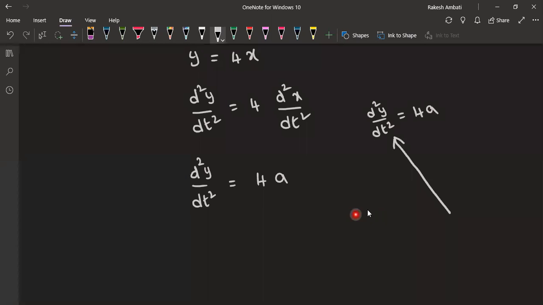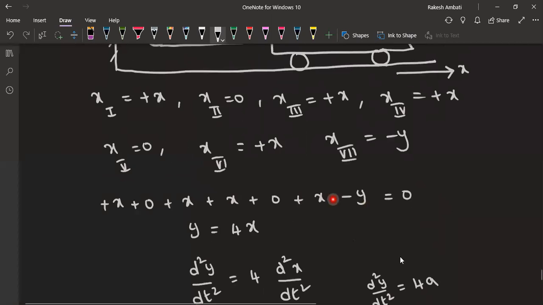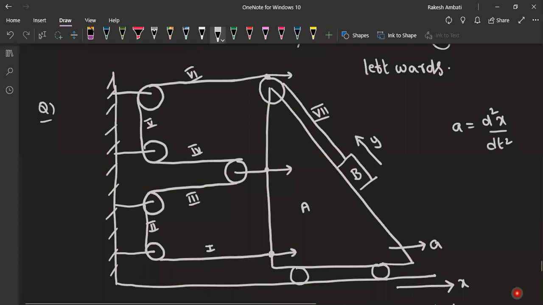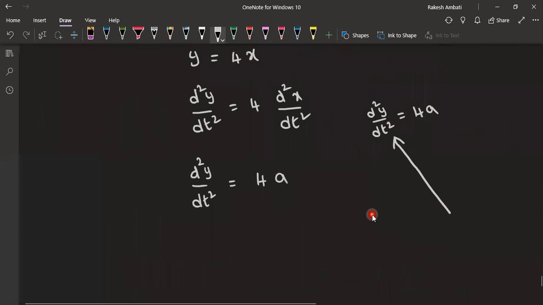Now this acceleration is because of changes in the segments, but also we have contact. So as the wedge is moving rightwards, due to contact, block B also has acceleration rightwards. So this is the question we have.